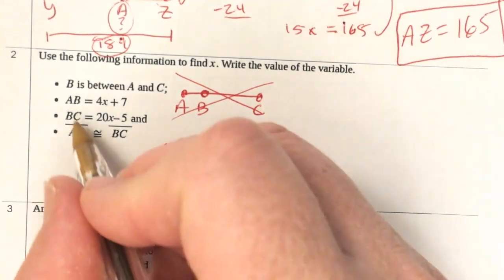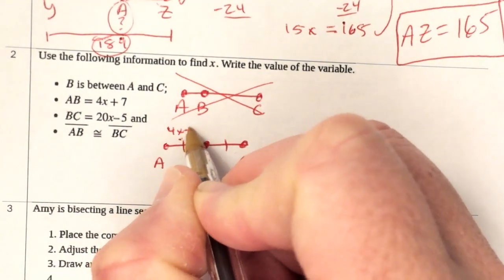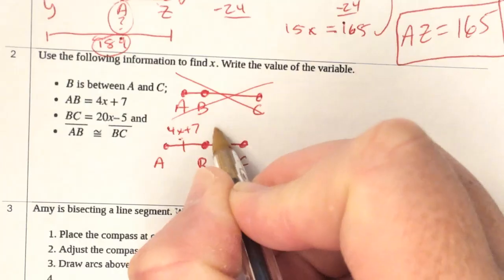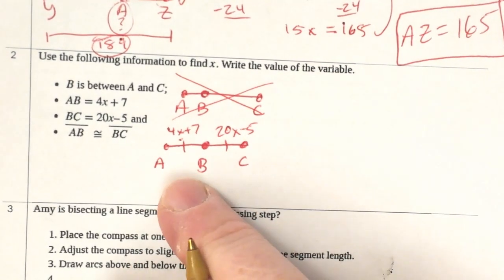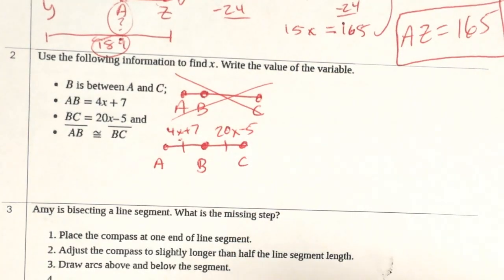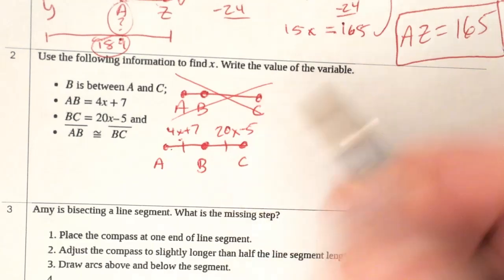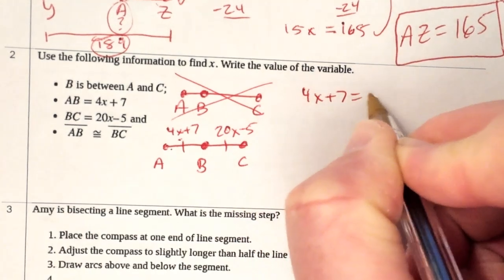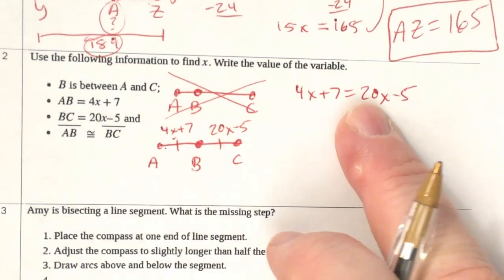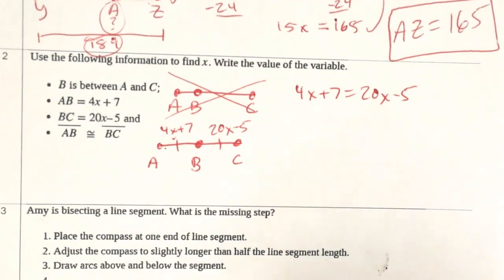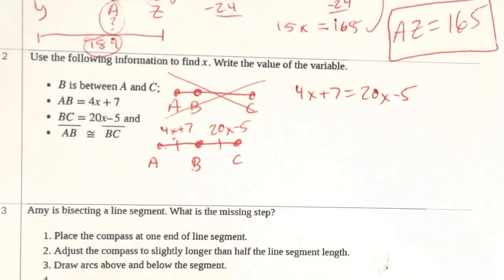Now let's label. A to B is 4x plus 7, and B to C is 20x minus 5. All right, so pause the video, make the equation, and see if you get the equation right. All right, let's see if you got the equation right. These two are equal, so 4x plus 7 is equal to 20x minus 5. Okay, pause the video again and see if you can solve for x. Go for it. Pause the video, solve for x. Let's see if you got that right.